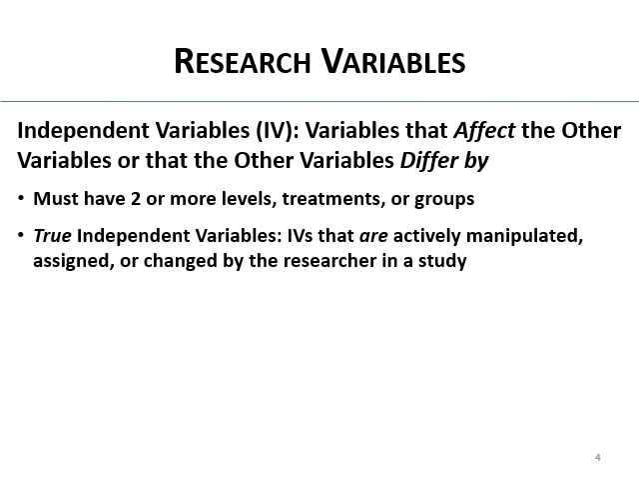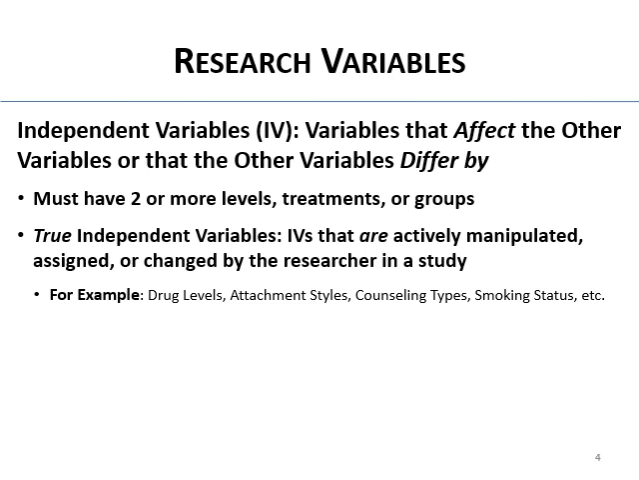There are some subtypes of independent variables. The first one, again, is what we call true independent variables. Those are independent variables that are, or at least can be, actively manipulated, assigned, or changed by the researcher in a study. So they can choose the levels, like who is what level and how those levels are defined. Drug levels, for example, attachment styles, counseling types, smoking status, these are all things that are potentially assignable in a study.